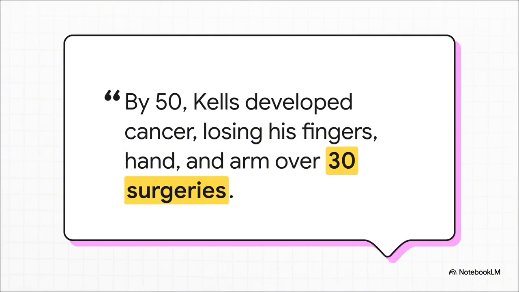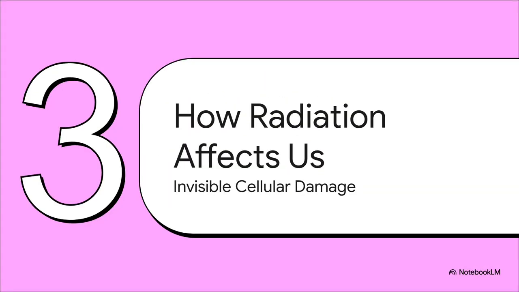And this is the painful price he paid. The very tool he championed was slowly destroying him. The story of Dr. Kells is absolutely tragic, but it's such a crucial part of this history. It forced the entire scientific community to stop and ask a critical question. What was this invisible energy actually doing to us on a cellular level? So, to understand what happened to Dr. Kells, and to understand how we stay safe today, we have to shrink down, way, way down to the atomic level. This gets us into the invisible science of what was happening inside his cells.